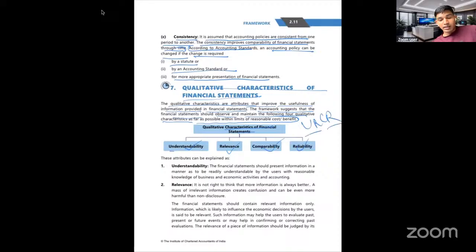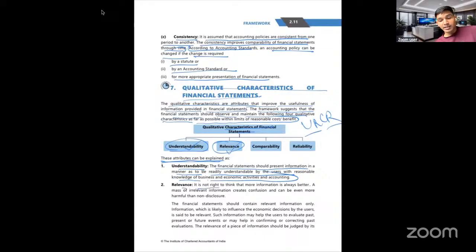URCR: Understanding, Relevance, Comparability, Reliability. Here's how these attributes can be explained. Understandability: the financial statement should present financial information in a manner as to be readily understandable by users with reasonable knowledge of business and economic activities and accounting.